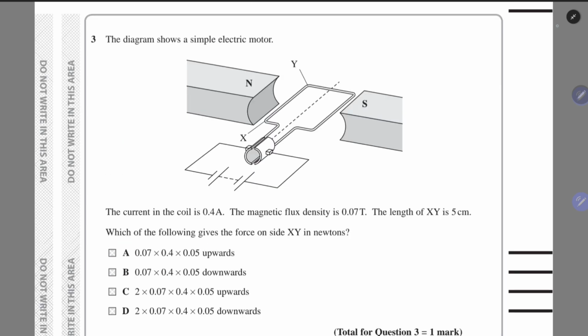Number 3. The diagram shows a simple electric motor. The current in the coil is 0.48. The magnetic flux density is 0.70. The length of XY is 5 cm. Which of the following gives the force on the side XY in newtons? So we need to find the force on this side.